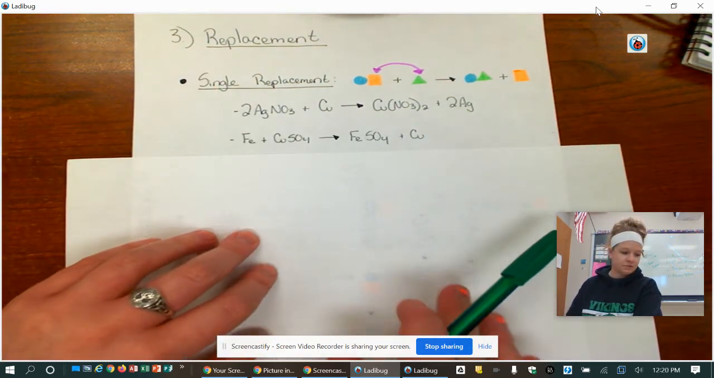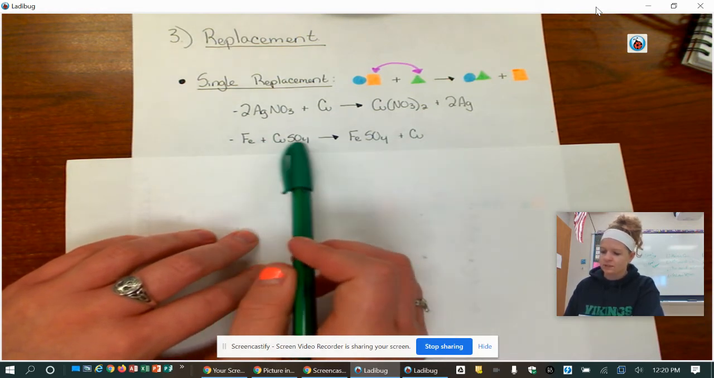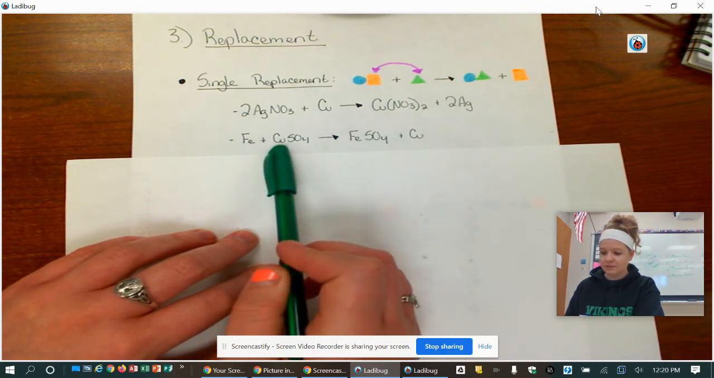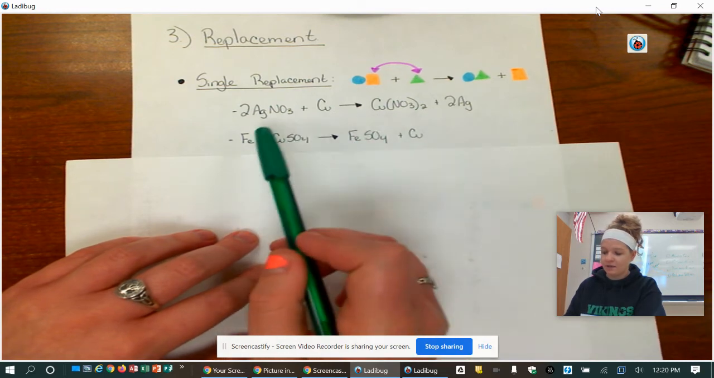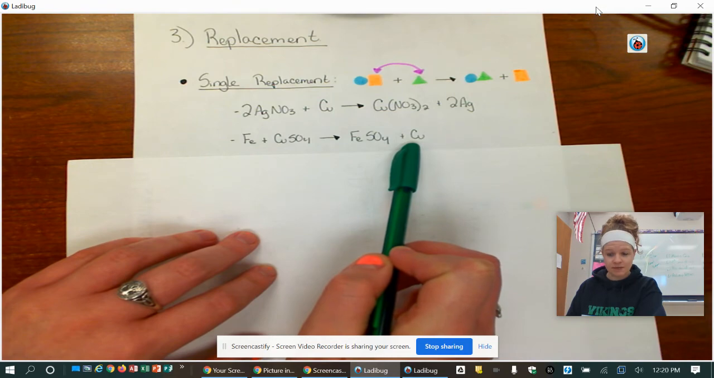And here's another easy one where, let's see, it's iron this time replacing that copper. So we have the Fe plus the CuSO4. Our reaction happens, that copper is busted off, that iron is replacing it, so we have FeSO4, and then the copper is left on the outside.